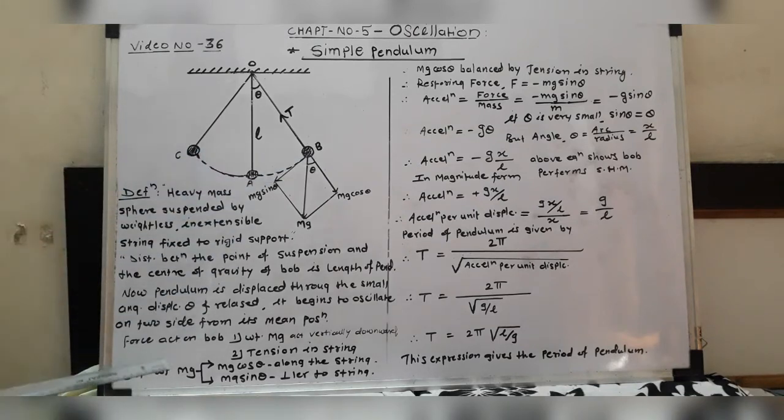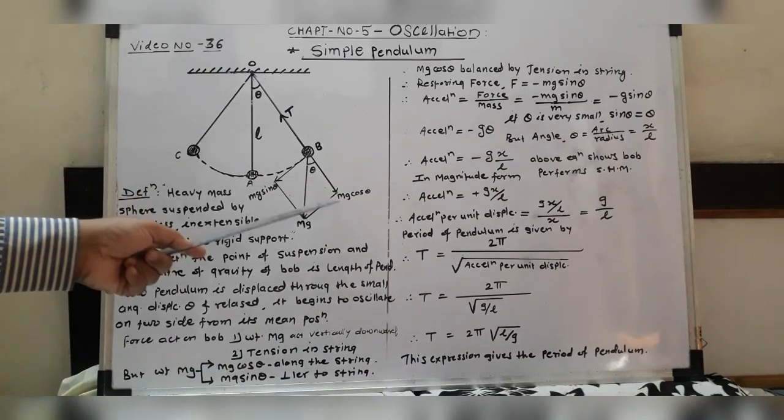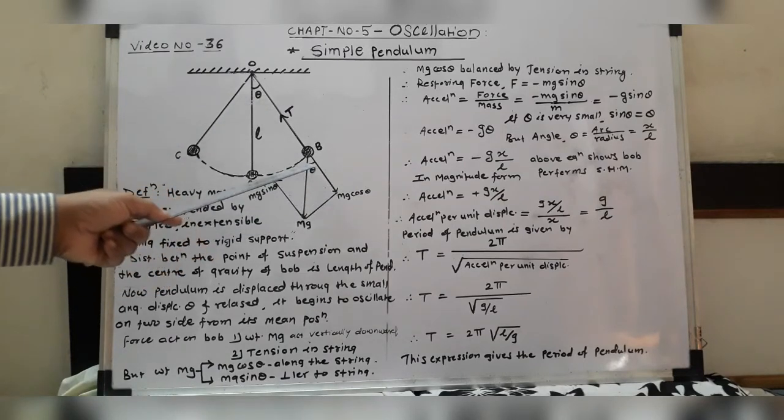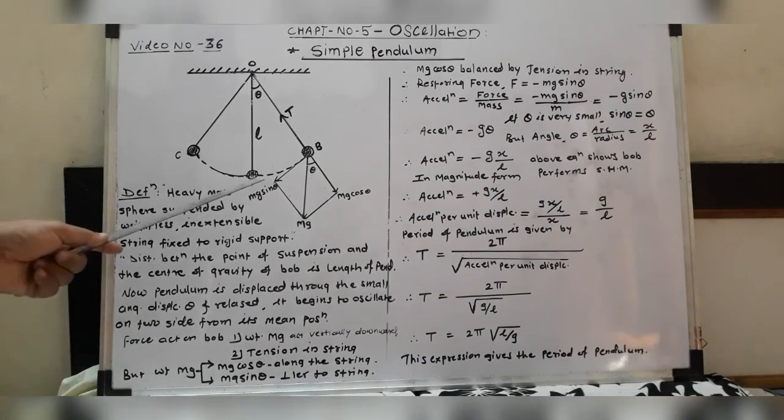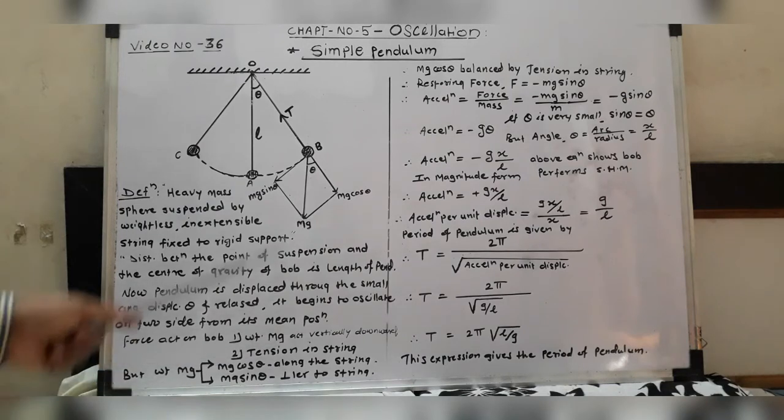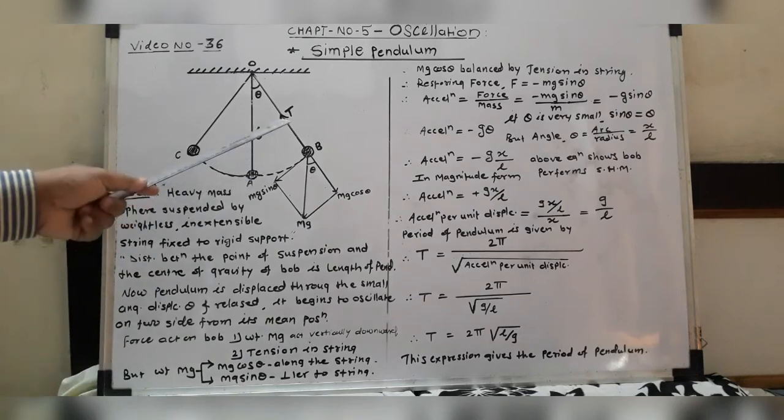there are two types of forces acting on that bob. The first force is the weight mg, which acts in the vertically downward direction, as shown in figure. And the second one is the tension in the string. In this displaced position, these two forces act on this bob: the weight mg acting vertically downward, and the tension in the string.